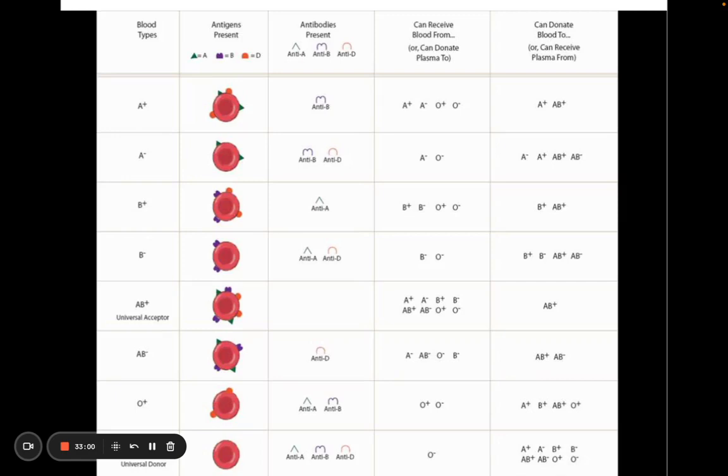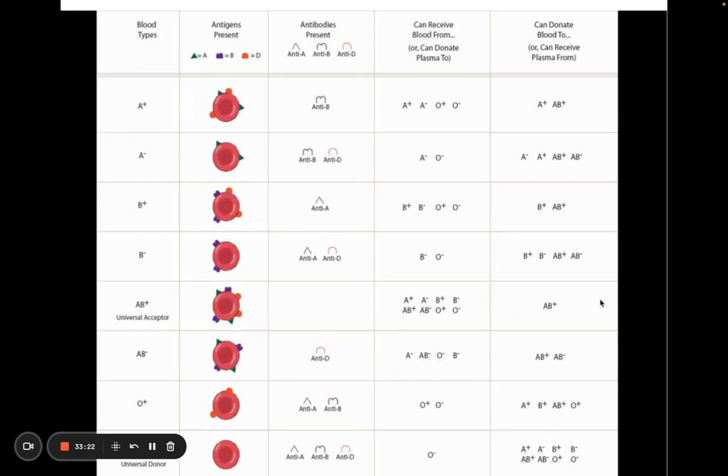We just throw it in, okay? We don't have to type it. Because you don't have any antibodies present, there's not going to be any reaction to any of these other blood types when they go in. Your body's not going to see the difference, okay? So you can receive from any blood type. Notice all the blood types are here, okay, all 8.